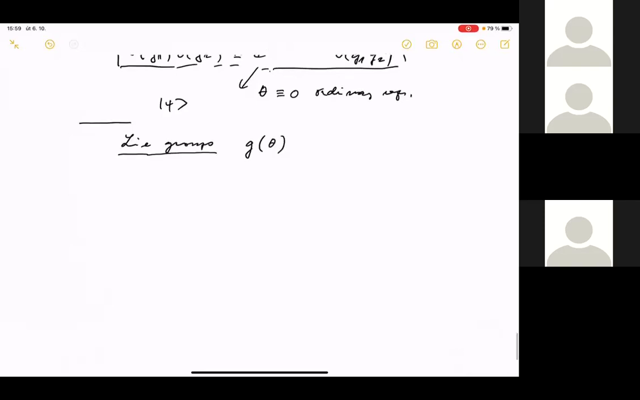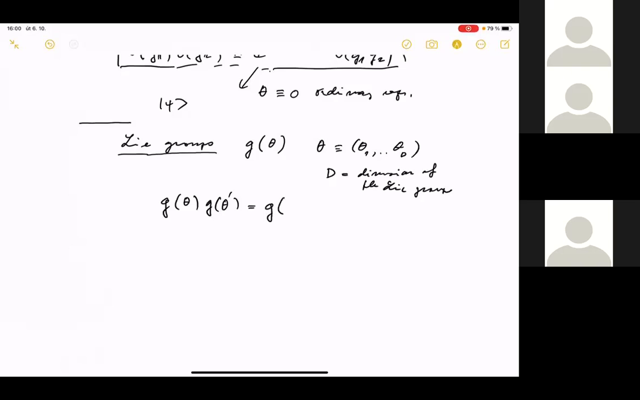of parameters. Symbolically, this theta is a set of parameters theta 1 to theta d, and this d is called the dimension of the Lie group. And such a parameterization satisfies some composition law. So if we have two elements of the Lie group which are parameterized by sets of parameters theta and theta prime, we get some element of the group which is described by a parameter which is some function of these parameters theta and theta prime. It is a nice exercise which you probably do during the seminar.